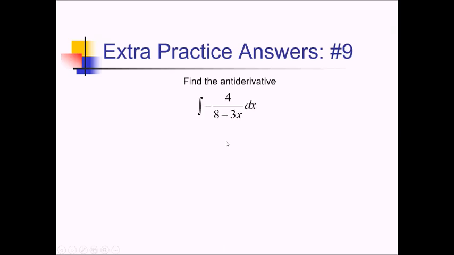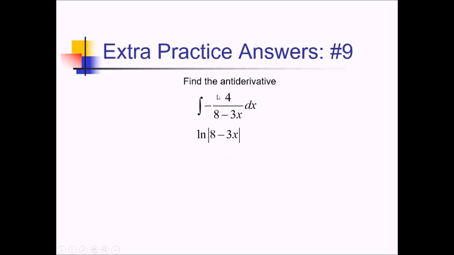For this antiderivative, what we basically have here is a 1 over x kind of situation. So we're going to use our ln absolute value antiderivative. So I'm going to write ln absolute value of 8 minus 3x, but there's some other things I'm going to have to do for the coefficient on this one.